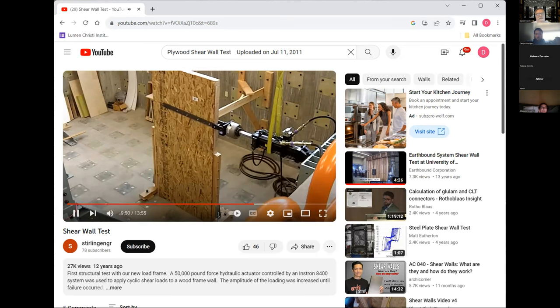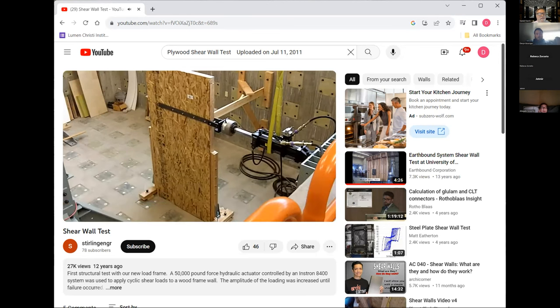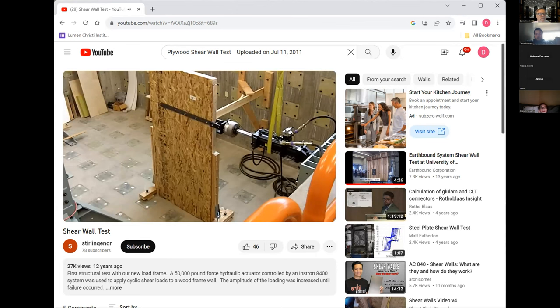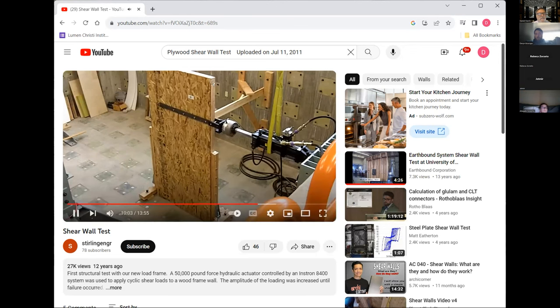This system is not failing in terms of the flake board failing. Do you see what's happening at that top connection? Upper top where that vertical stud on the right-hand side is at the edge of the board. Do you see it separating right there, right now? Anybody see it? There's a separation there.